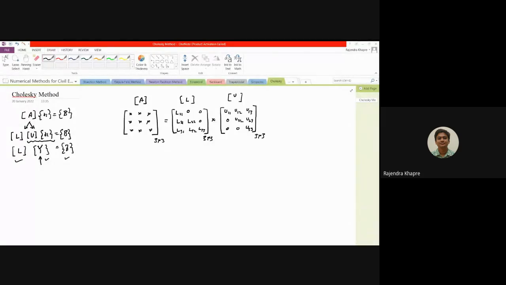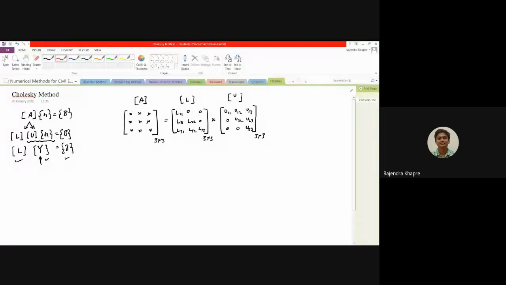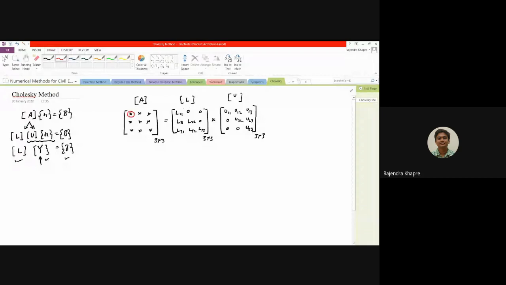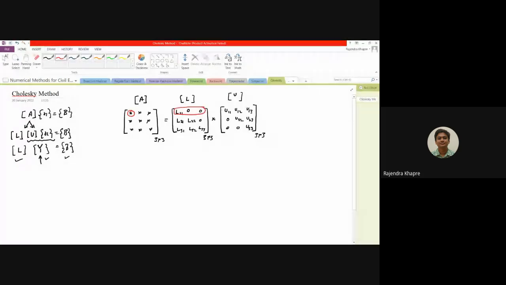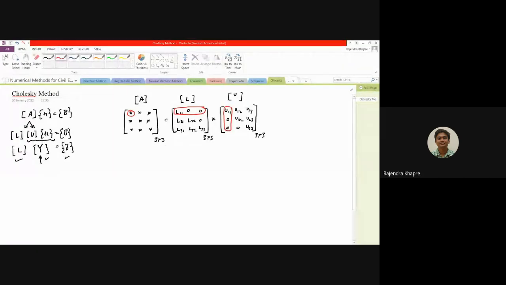Yes. So now if you see, for example, if you want to know this value, how will you get it? You have to multiply this particular row with this particular column. So there are 9 such values in a 3 by 3 matrix. If you keep on calculating these values, you are going to get 9 equations.